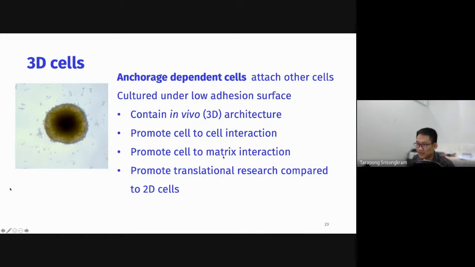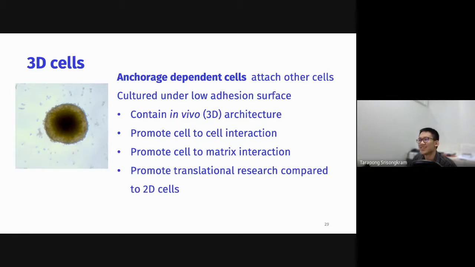The cell-to-matrix interaction means that if we culture the cells in collagen, it will promote the interaction of the cells with the collagen more than the 2D cells. And with the 3D cells, it promotes translational research higher compared to the 2D cells, because it has the in vivo 3D structure and the cell-to-cell interaction is higher than the 2D cells.